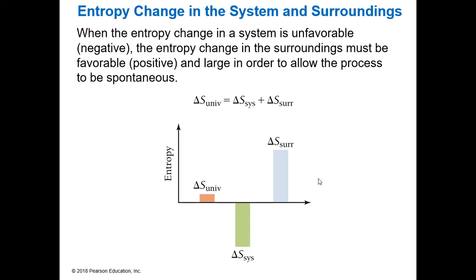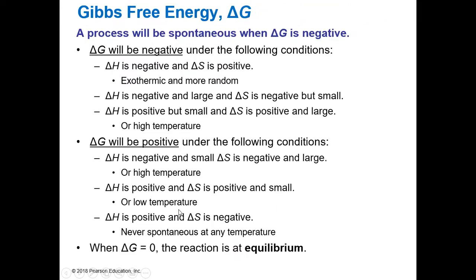So when the entropy change of our universe is unfavorable, meaning it's negative, the entropy change of the surroundings must be positive and large to make the overall universe positive. Remember, delta S of our universe always has to be 0 or positive. So if our delta S of our system is negative, our delta S of our surroundings needs to be larger in order to make this a positive number.